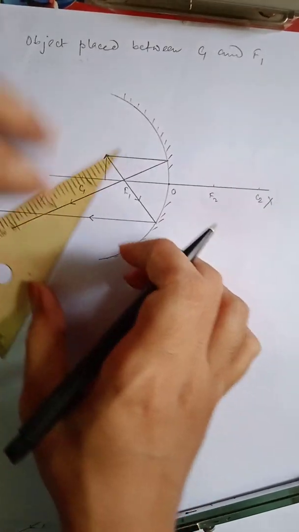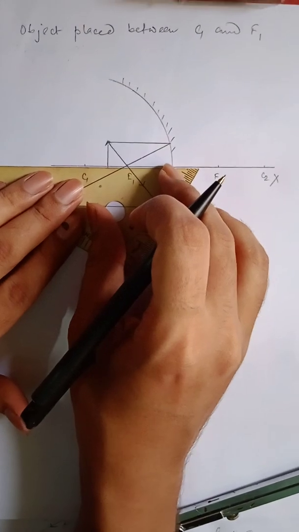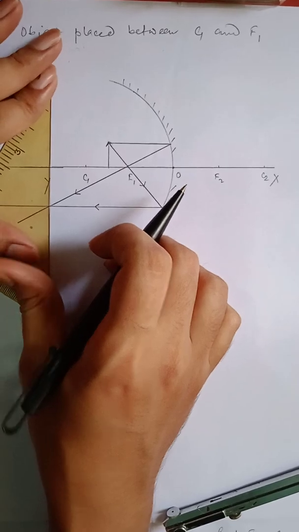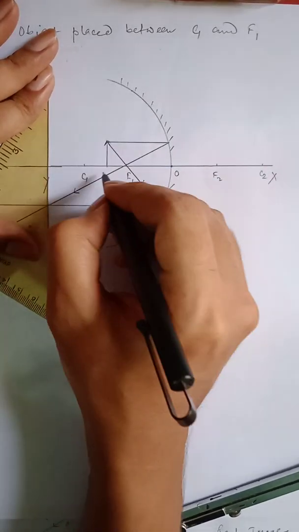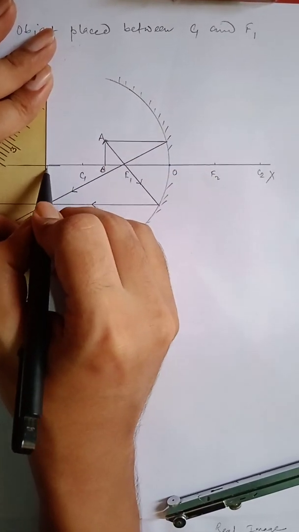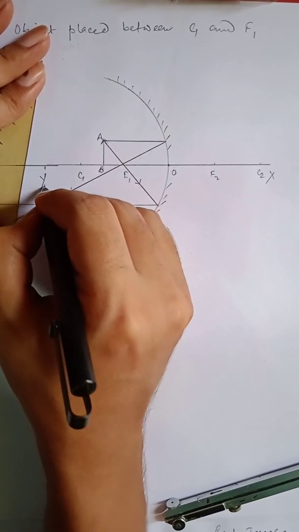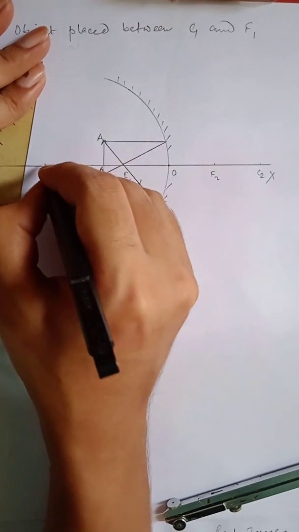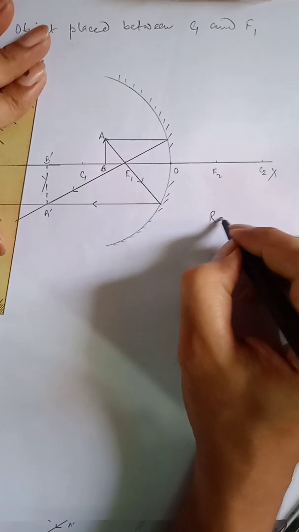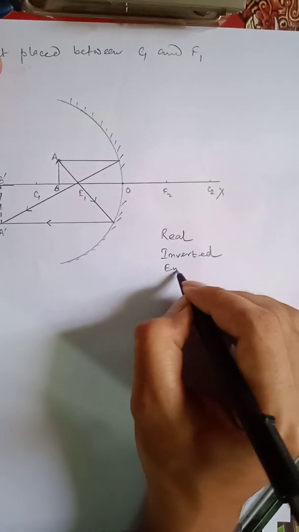Now you see that the image is formed at a position beyond C1, and of course the image size is bigger. So the image formed is real, inverted, and enlarged.